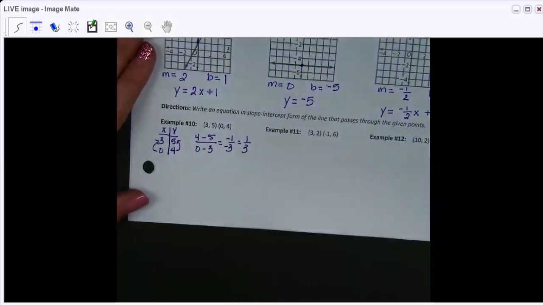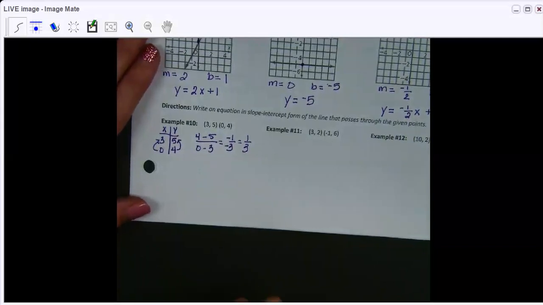So 1/3 should be your slope. Now we found our slope. Now we need our y-intercept. Can anyone tell me how we can figure it out with this problem?